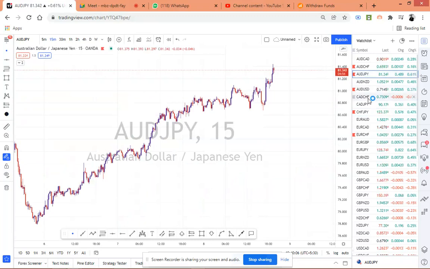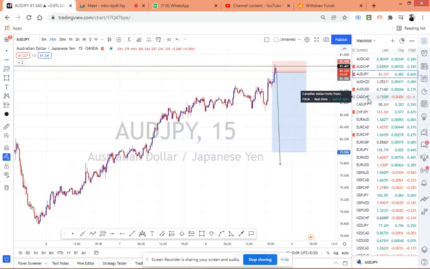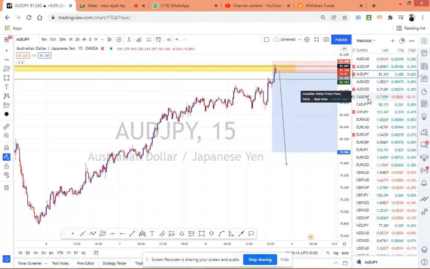Okay, so that is the reason why, with all these institutional traders, that is how they control the market. There's nothing you can do about it. So if they have decided to buy a trade, you as a retail trader cannot control the market. So it depends on how they buy the trade.